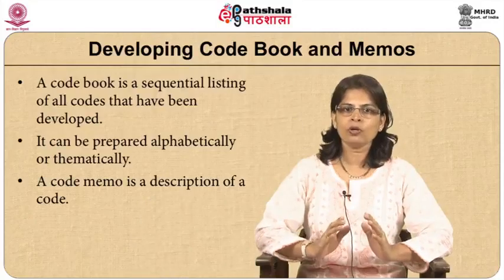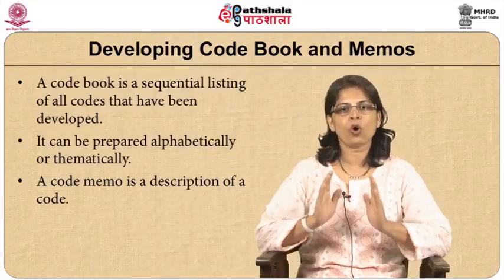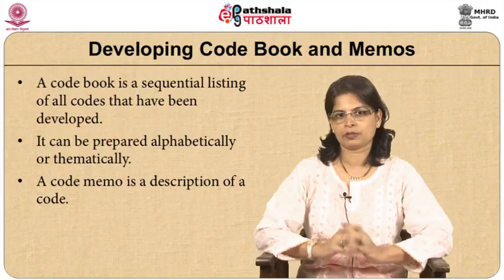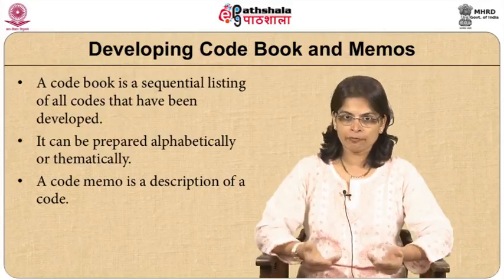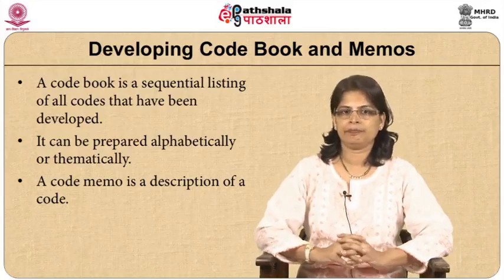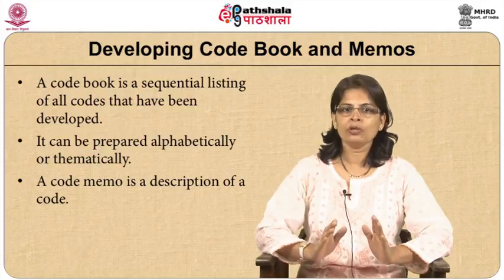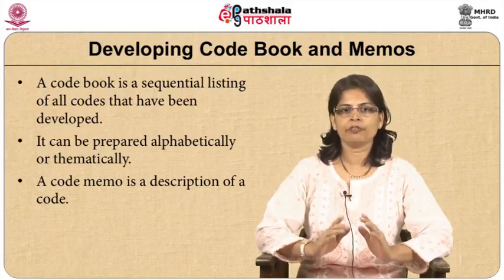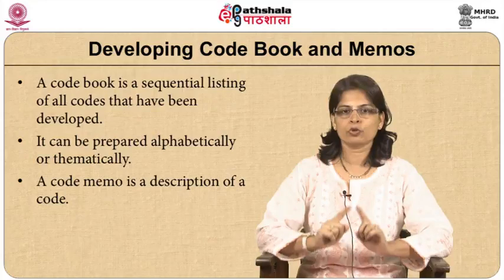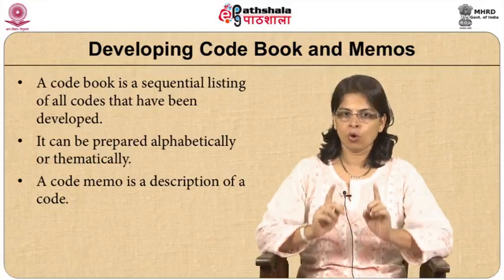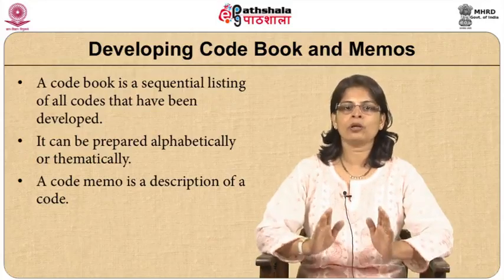Let us see how to develop a code book and code memos. What is a code book? A code book is a sequential listing of all codes that have been developed. It can be prepared alphabetically or thematically. A code memo is a description of a code with the label of the code, procedure for coding, what the code contains and what it does not contain.